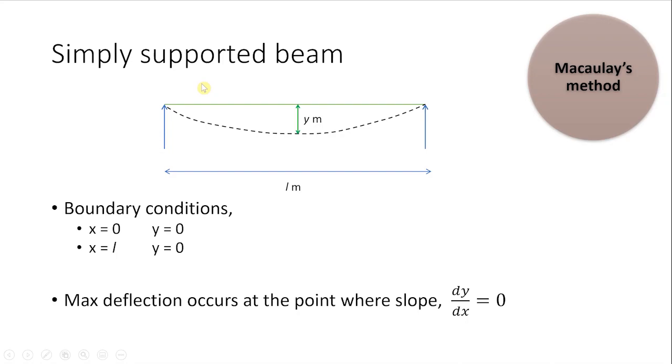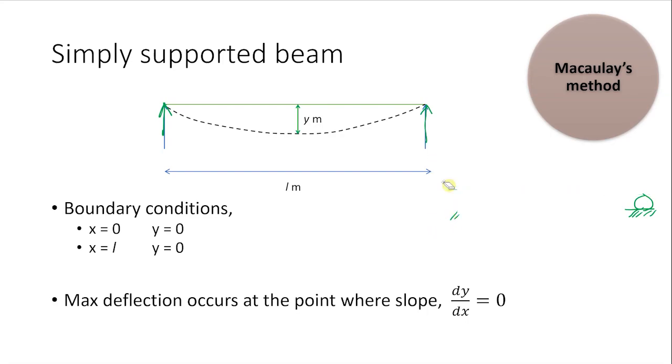Simply supported beam. How do you recognize this type of beam? It has two supports at the ends like this. If you draw it, perhaps this is the beam. Maybe you will draw a roller and a hinge or pin support. So this is a simply supported beam.